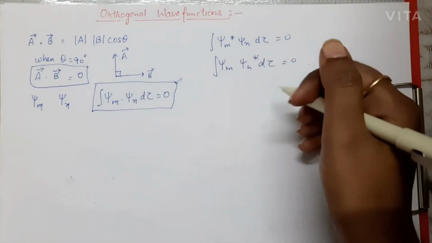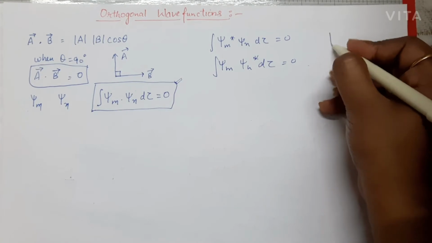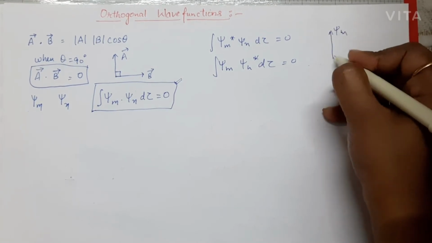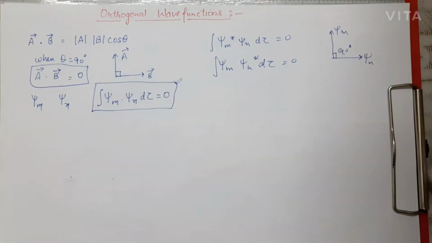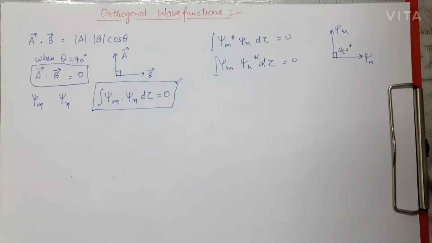So what that basically shows us is that if psi m is here and psi n is here, and the two wave functions are at 90 degrees with each other, they are said to be orthogonal wave functions. So this is all about the orthogonality of wave functions, right?